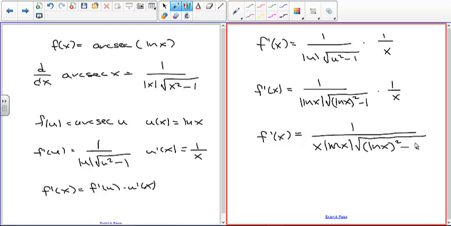So there's my answer. What I've done is taken the formula, which I have in terms of x, and put it in terms of u. So that's the derivative. The derivative of the natural log of x is 1 over x. Chain rule, plug them in there. Substitute the natural log of x for u. And then I finally put this in order: x times the absolute value of the natural log of x times the square root of the natural log of x squared minus 1.